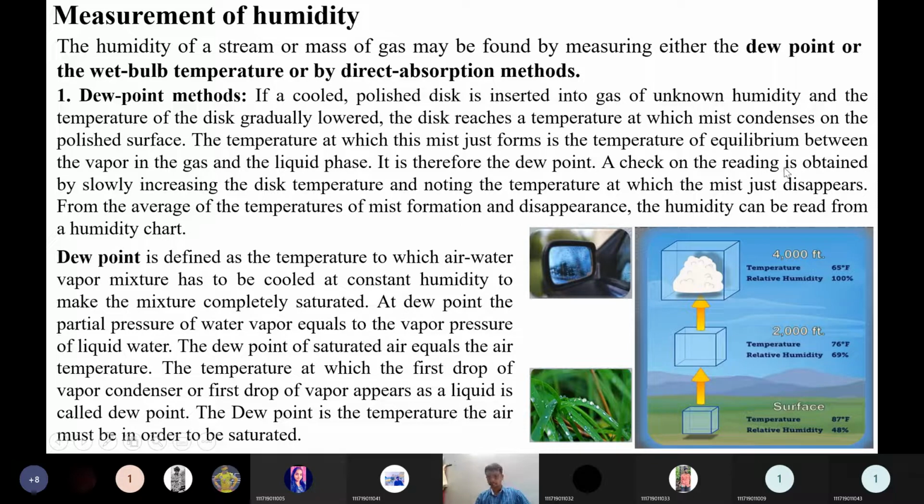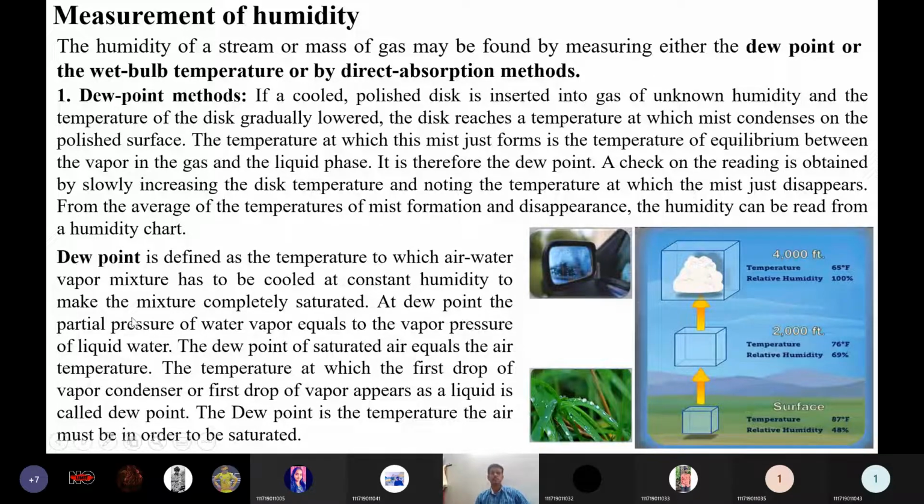And a check on the reading is obtained slowly by increasing the disk temperature and noting the temperature at which mist just disappears. Then from the average of temperatures of mist formation and disappearance, the humidity can be read from a humidity chart. So this is the technique which will be used to determine the humidity of unknown gas. Then what is this dew point?